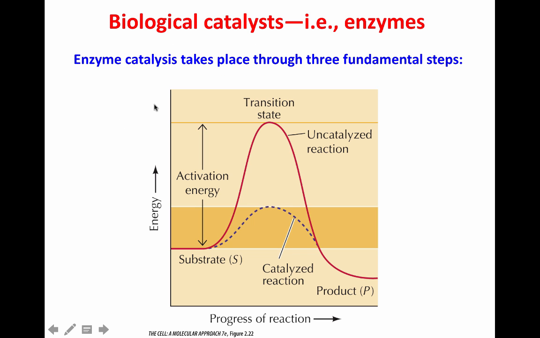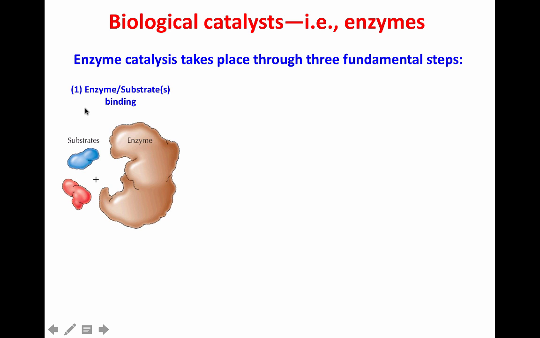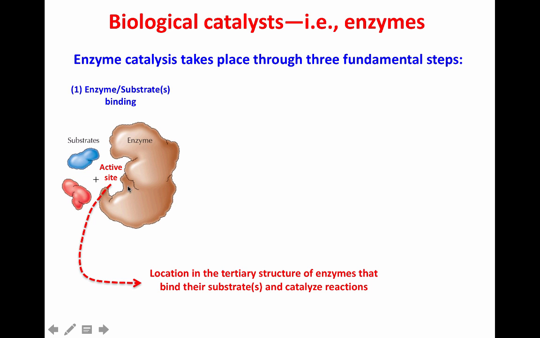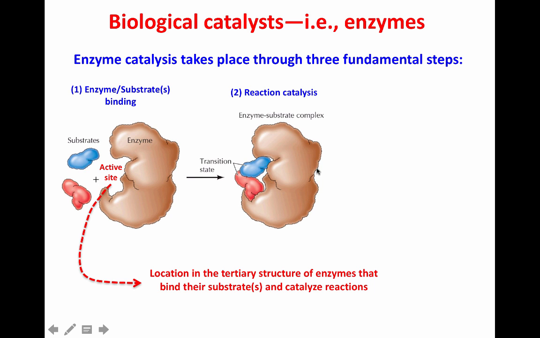I also want to remind you that enzyme catalysis takes place through 3 fundamental steps. In the first step, the enzyme needs to bind to its substrates, right? So we might say enzyme-substrate binding has to happen first. Remember that this takes place at a specific site within the enzyme's or the protein's tertiary structure, which is called the active site. So the active site is the location in the tertiary structure of an enzyme that binds to substrates and catalyzes chemical reactions. And so the enzymes and substrates will bind, resulting in what's called an enzyme-substrate complex, as is shown here.